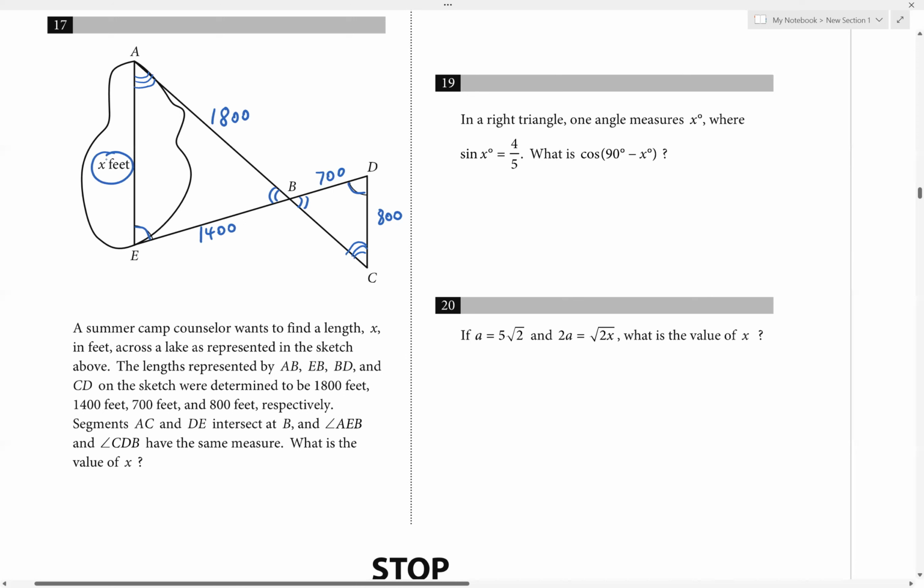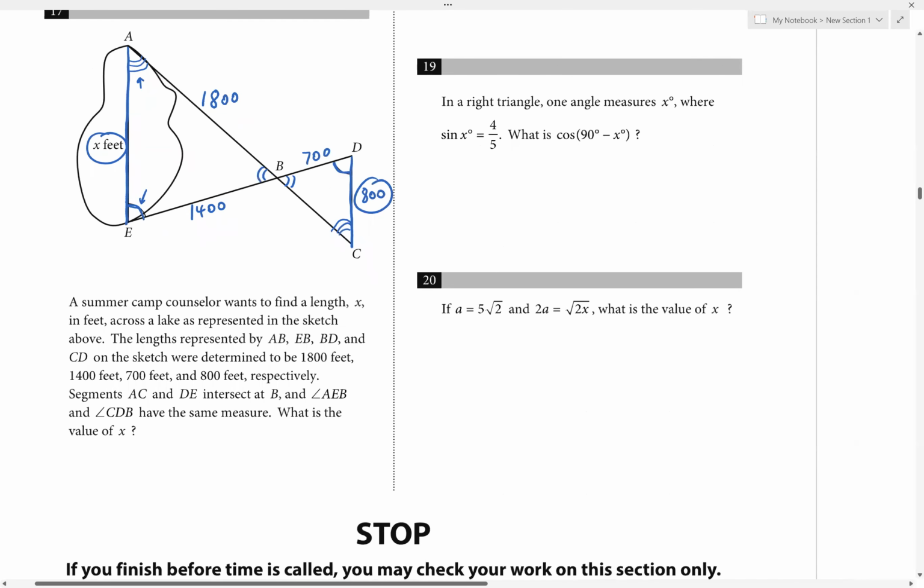You see that x here is from A to E, and that's what we're trying to solve. This side should correspond with this side here, side CD. We can tell by looking at the markings on the angles. This is a single mark here, and angle A has a triple mark. That corresponds to angle D, which has a single mark, and angle C, a triple mark. So we know CD has to go with AE. So x and 800 go together.